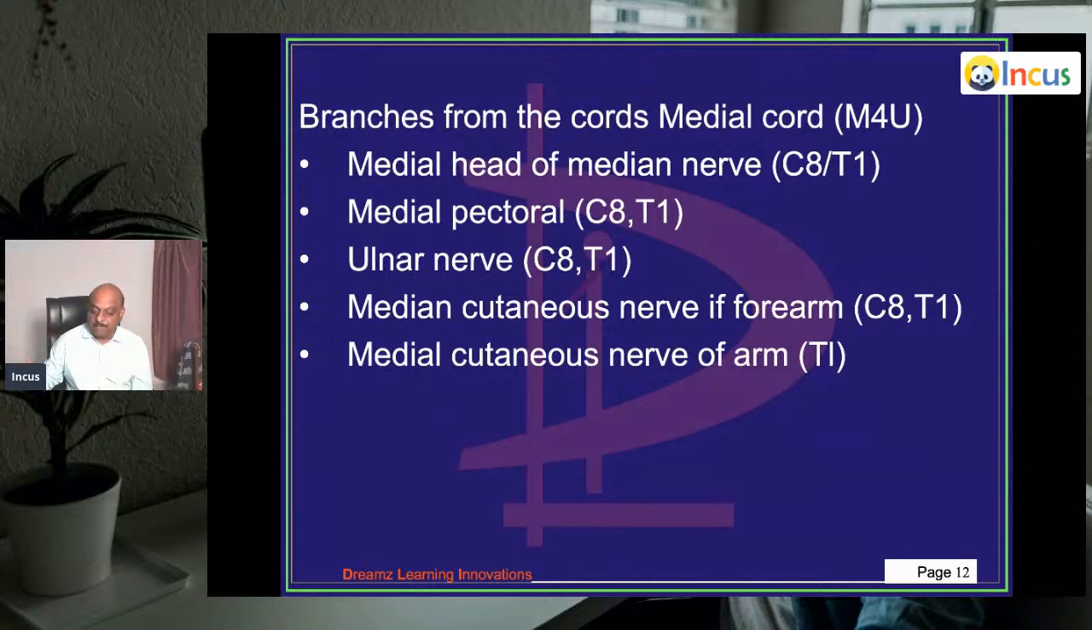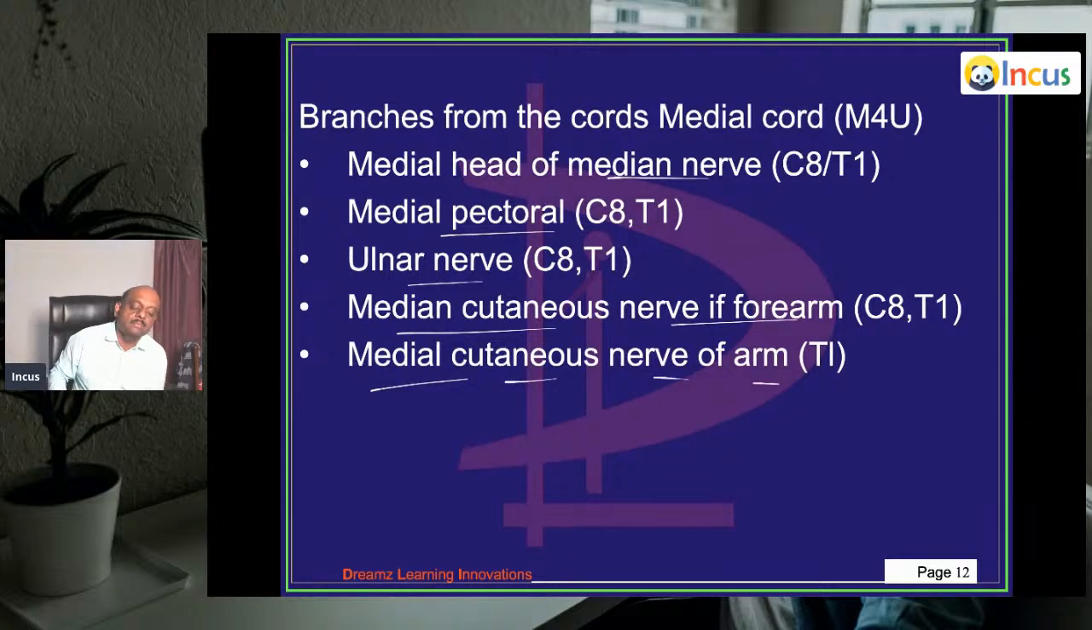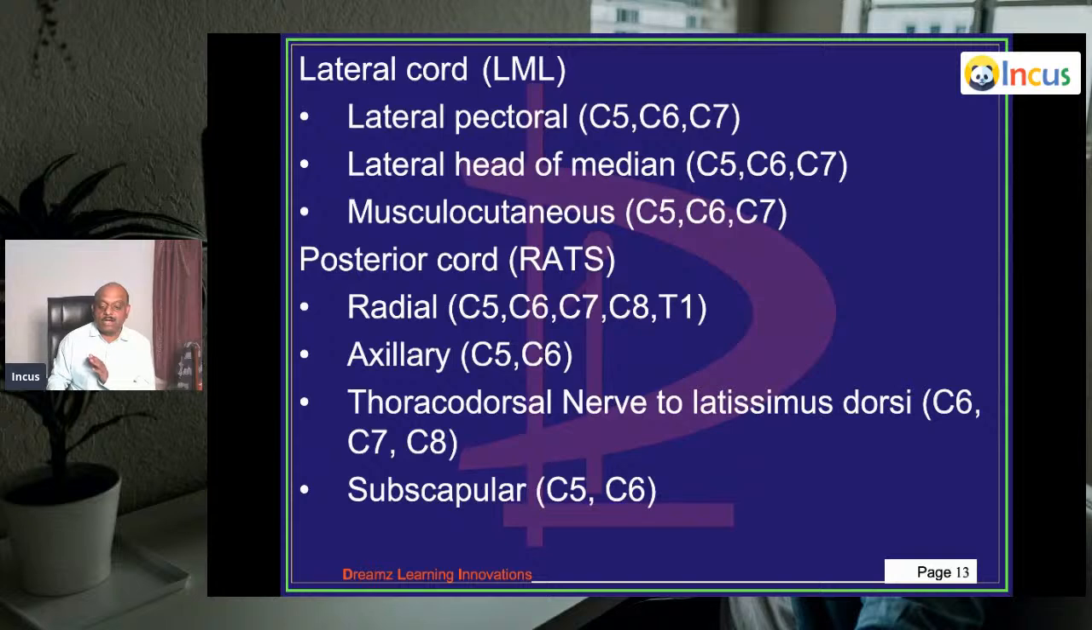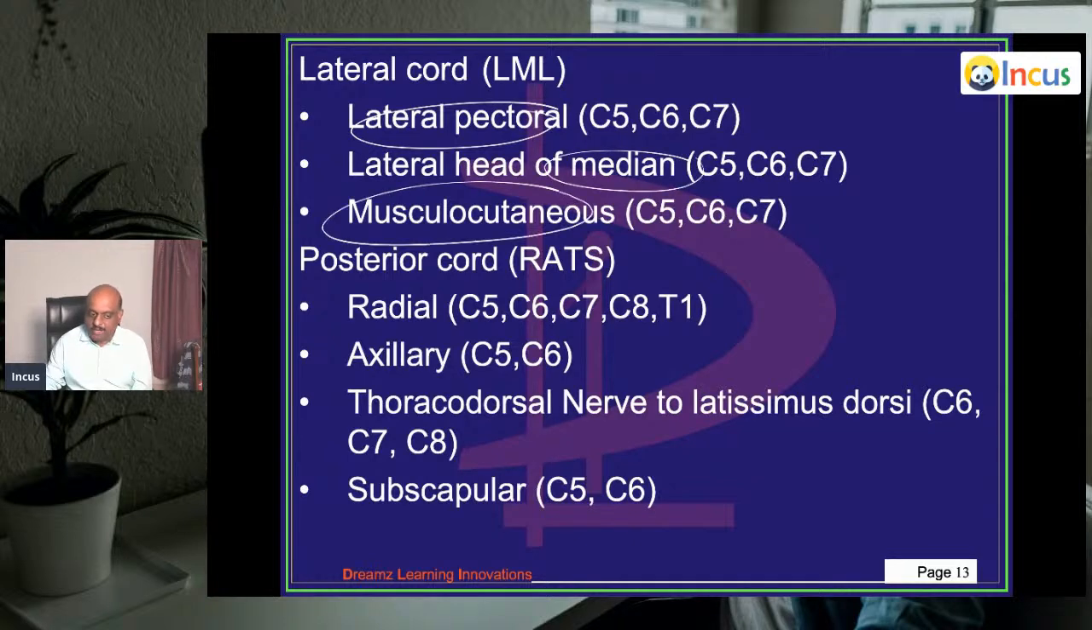M4U. M for medial head of the median nerve, medial pectoral nerve, ulnar nerve, medial cutaneous nerve of the forearm, and medial cutaneous nerve of the arm are the branches of the medial cord. Then LML respa. L for lateral pectoral nerve, lateral head of the median, musculocutaneous, they all come from the lateral cord.